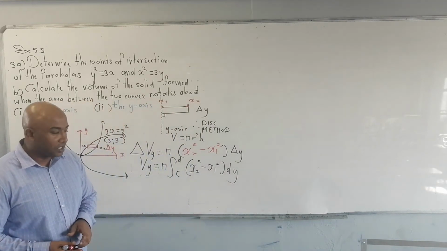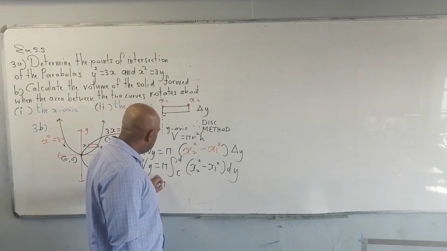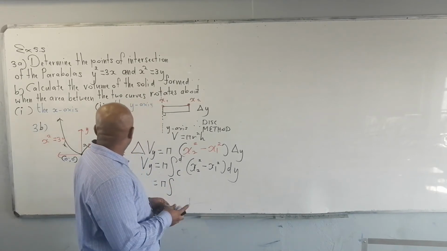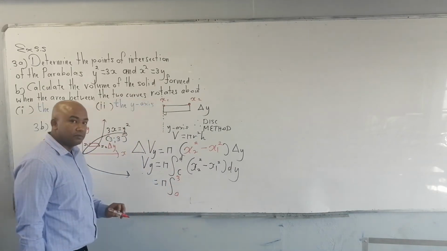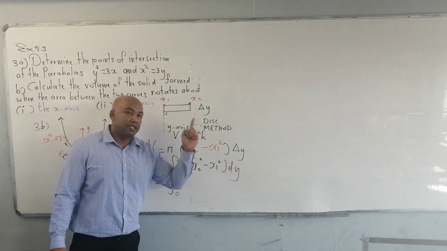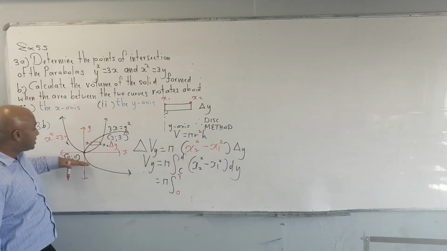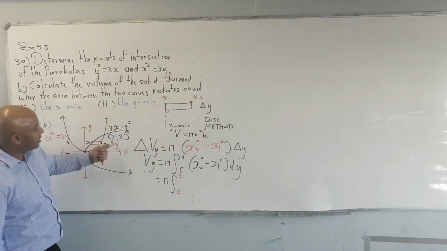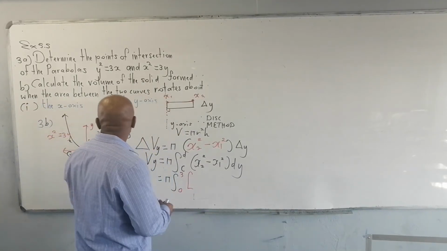Once you put your integration in, then we're integrating with respect to y. So your d and c is 3 and 0. So dy means y values, that means the upper and the lower. So the lowest point is 0, the highest point of the area is 3. You can see that. x2.